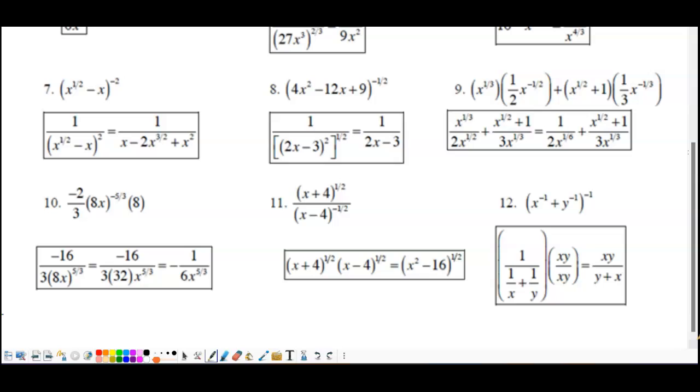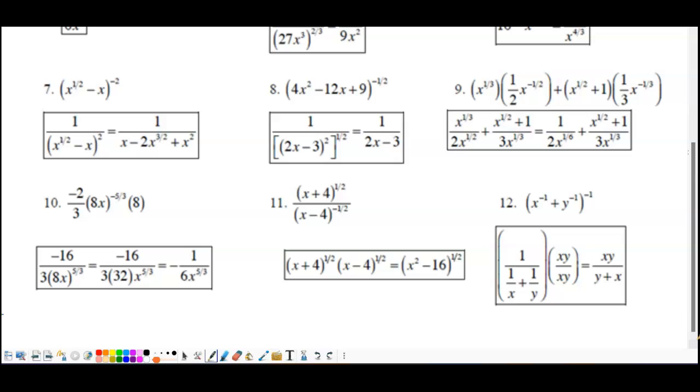7 is 1 over x minus 2x to the 3/2 plus x squared, because when you take that negative exponent to the second and drop it to the denominator, that now makes it a binomial squared, which means you have to FOIL. So at number 7, you had to FOIL. That's how they get that middle term. So I think a lot of times you see it and you're like, oh, 1/2 times 2 is x. And then you get x squared. So you end up with the first term and the last term, but we lose the middle term.